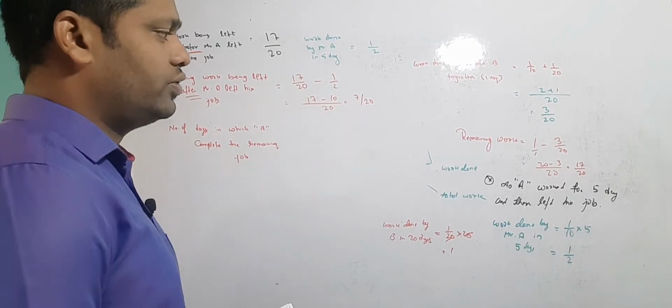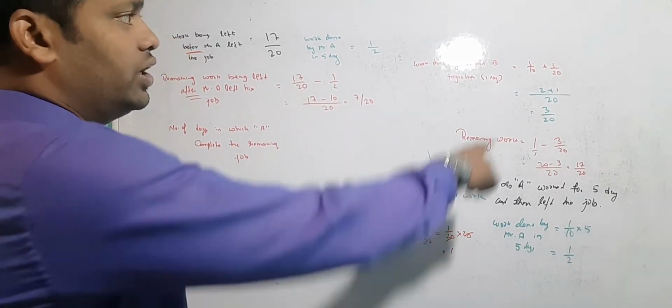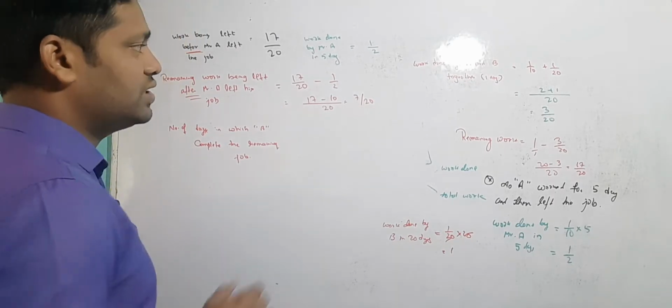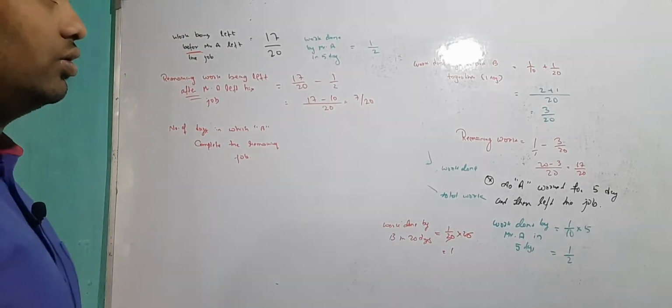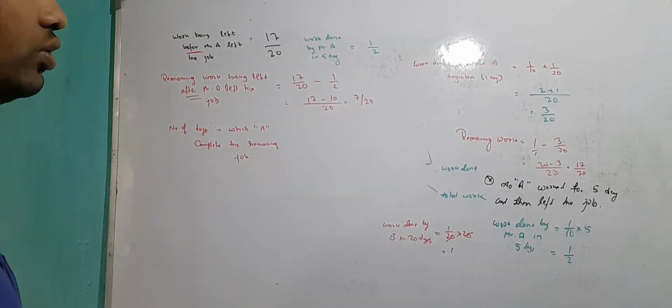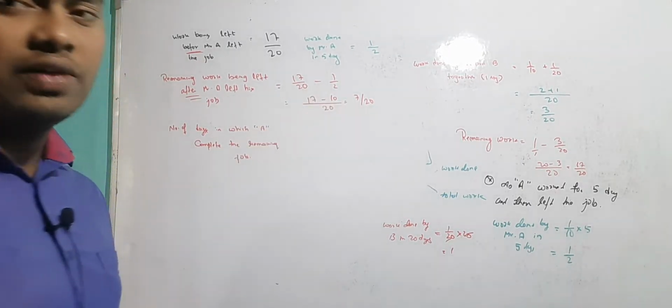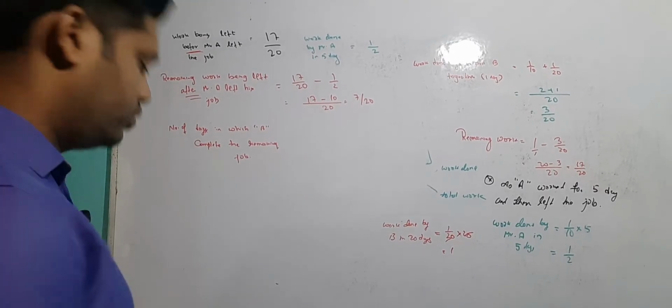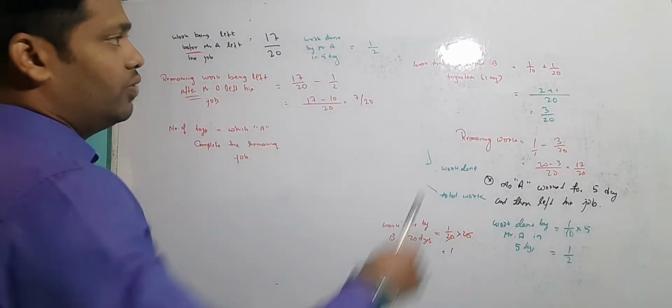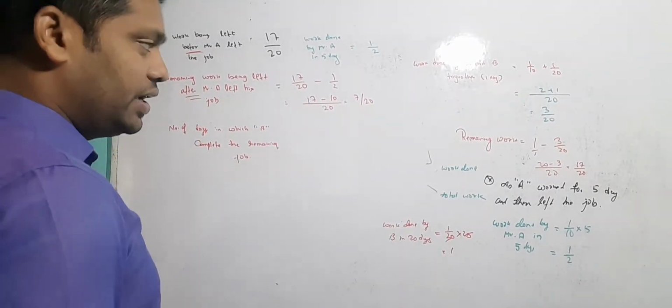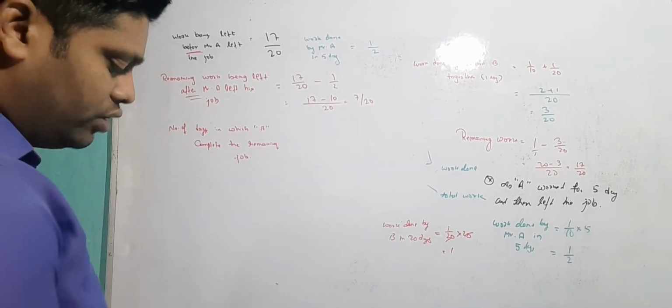Sir, first you have to see in one day how much he is doing. In one day he is doing 1 by 20. How much work is left? So 7 by 20. Okay. In one day he can do 1 by 20 of the work. But how much work is left? 7 by 20 of the work is left. Okay. So first tell me this one: 1 by 20 of the work which B can do in one day. In one day how much can he do? He can do 1 by 20 of the work.